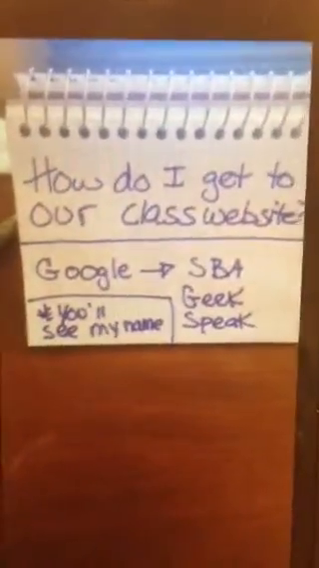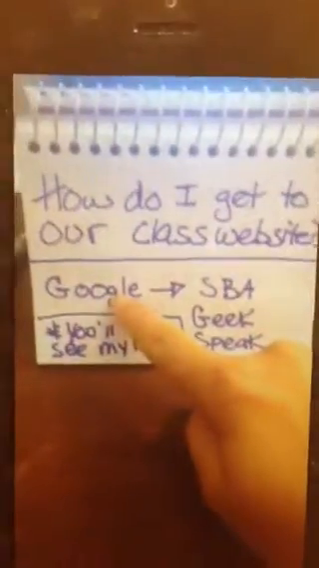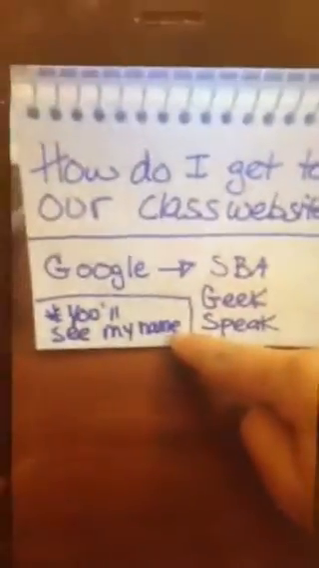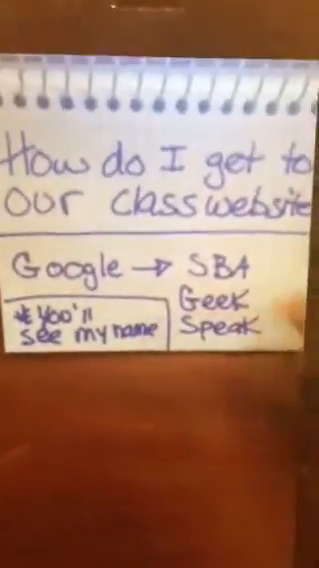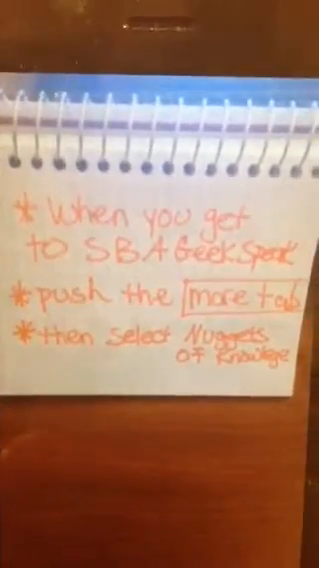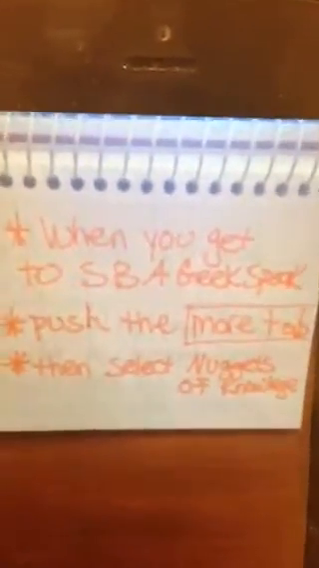How do I get to our class website? So in class I told you to go to Google search engine, type in the words SBA Geek Speak. When you do that, you'll see my name, you push on my name, and it will bring you to my website. It's the easiest way to get it done. So when you get to the SBA Geek Speak website for our class, you're going to push the More tab and then select Nuggets of Knowledge, and I'm going to show you that now.